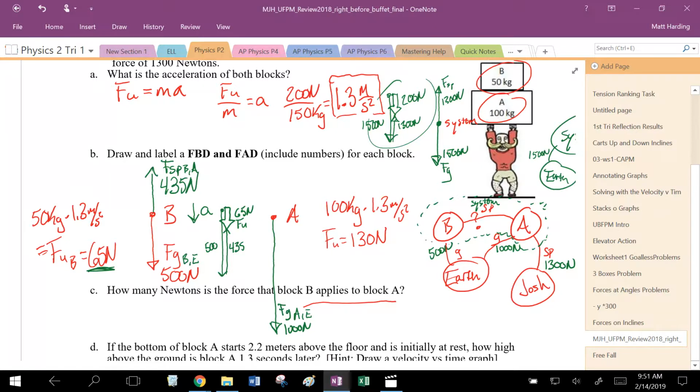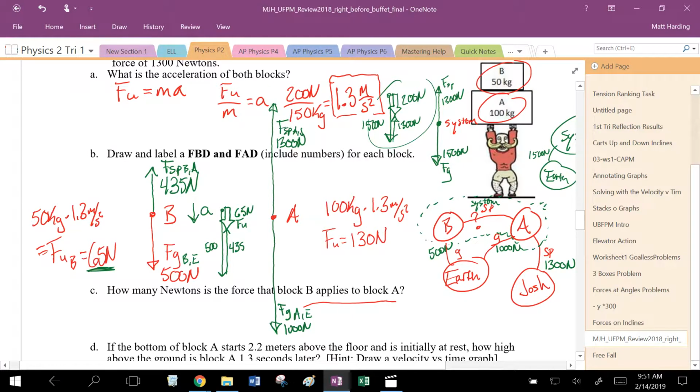Hayden points out that A and B are interacting, and then Josh and A are interacting. Which one of those forces is more of a dead cert right now? Which one do I know? Josh, right? It tells me that Josh is pushing on that one. I want to direct that up. That's 1,300, right? That should be a big arrow. That's F push, A, comma, Josh.